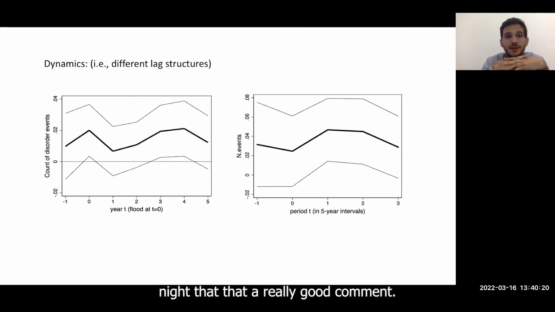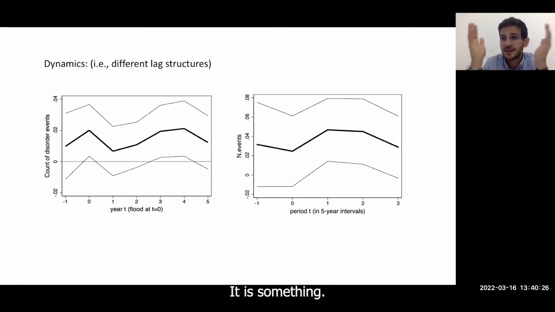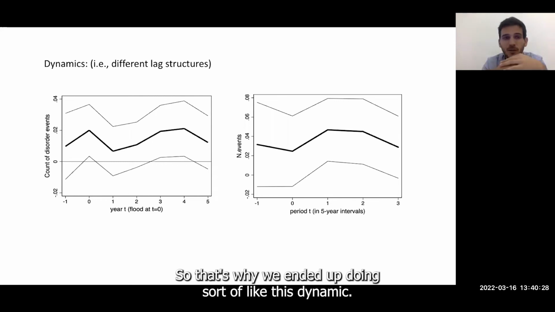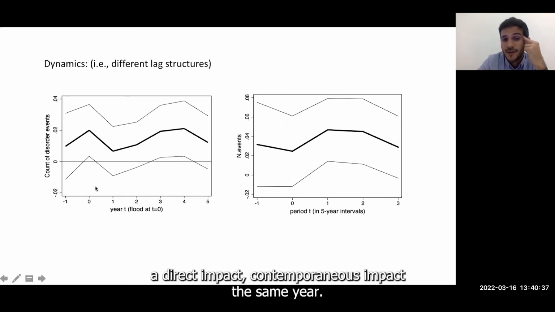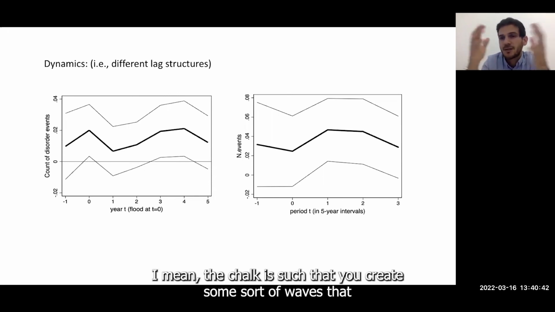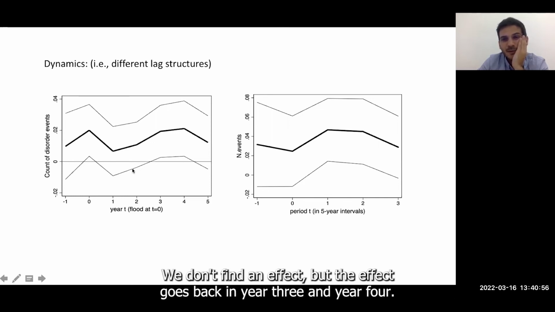No, that's a really good comment. It is something that happens in the same year. That's why we ended up doing these dynamics. What we found is that if you do it year by year, there seems to be a direct, contemporaneous impact the same year. It could be that the shock creates some sort of waves that lead to conflict straight away. Maybe it comes down a little bit, so the year after and the second year after, we don't find an effect, but the effect comes back in year 3 and year 4.